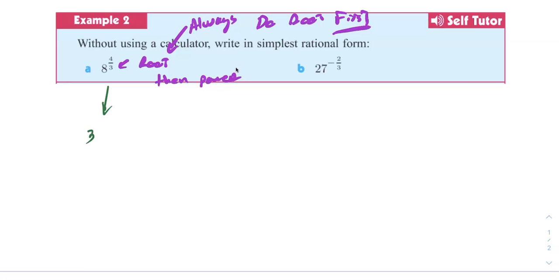So I'm going to do it like this. This is going to be the cube root of 8 to the 4th power. The cube root of 8 is 2. 2 to the 4th is 16. Well, on to the next one.